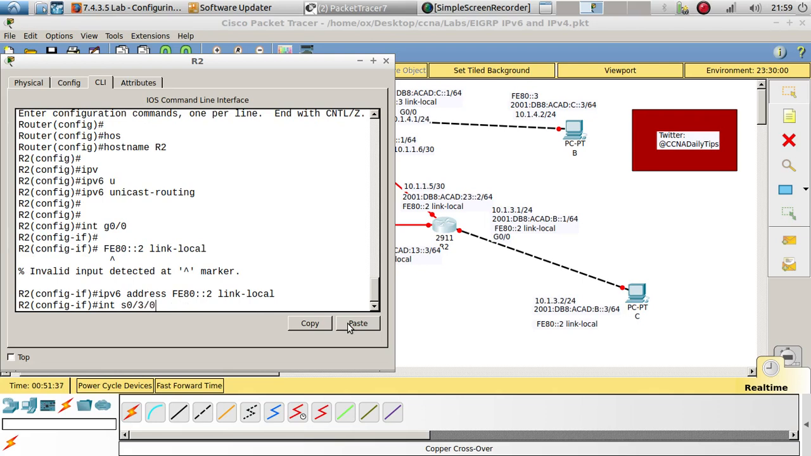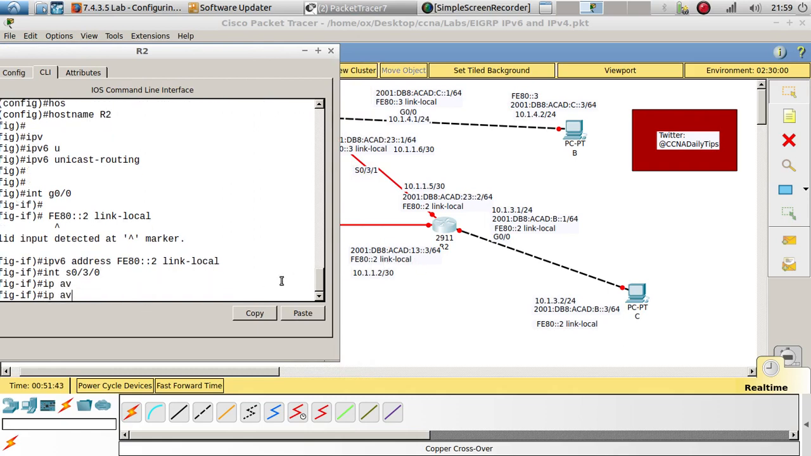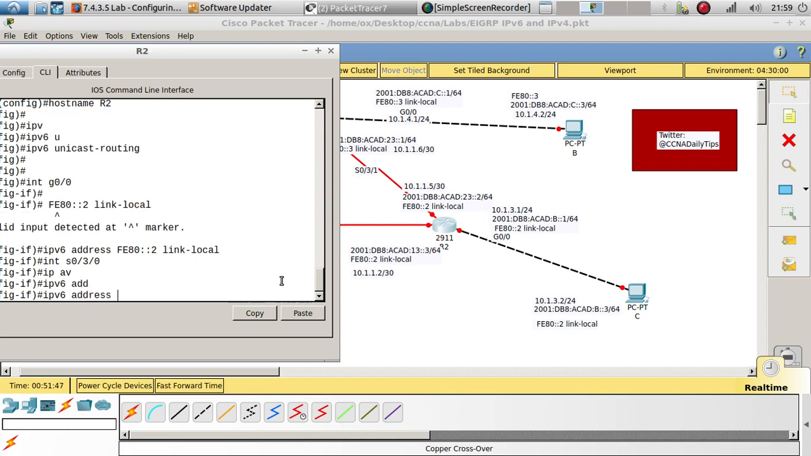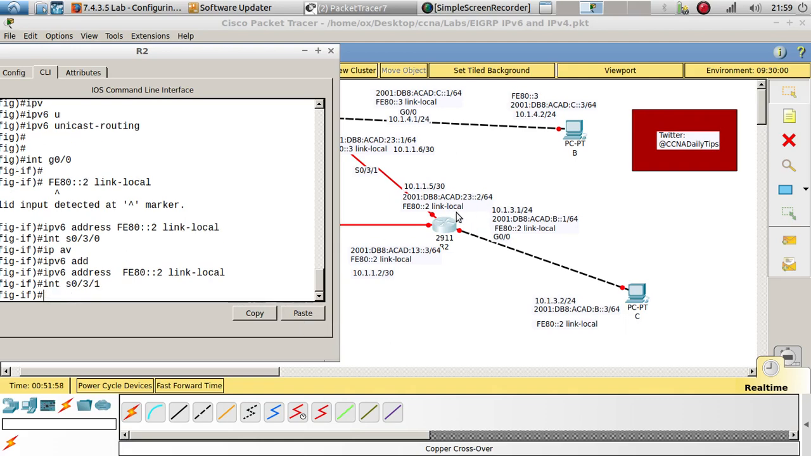and then let's go to 0/3/1 or 0/3/0, which is this one right here, and let's configure that IPv6 address, and let's paste that link local, and let's do the same for 0/3/1, which is this one over here, and let's configure the same link local.